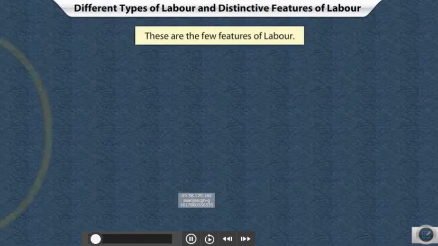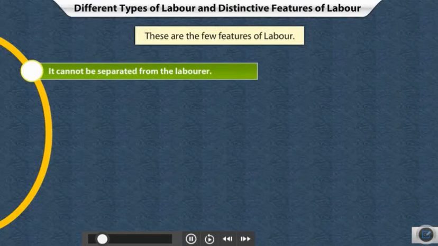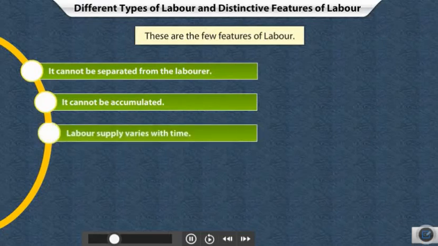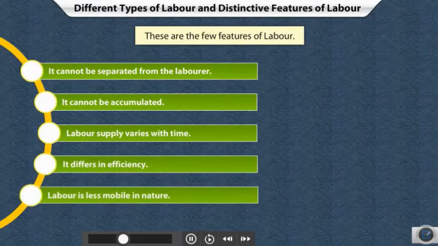Let's have a look at a few features of labor. Labor cannot be separated from a laborer, and it cannot be accumulated for further use. Labor supply varies with time, and also it can vary in terms of efficiency. Labor is less mobile, since a human can travel only up to a distance.